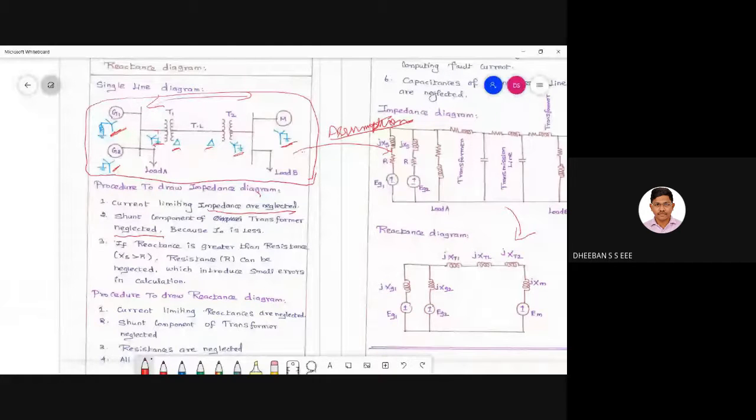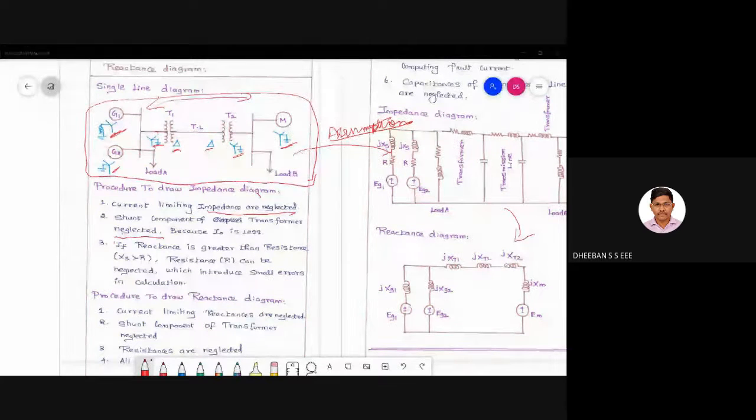Okay, similar to that, over here in the power system also, there are some set of rules for the impedance diagram and the reactance diagram. But in both cases, what you have studied in your circuit theory as well as what you are studying now, both are just assumptions only.